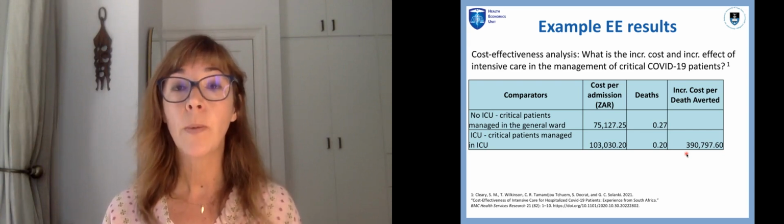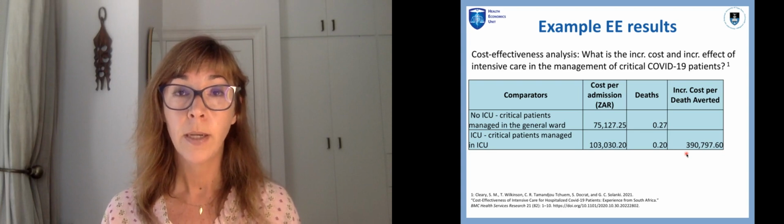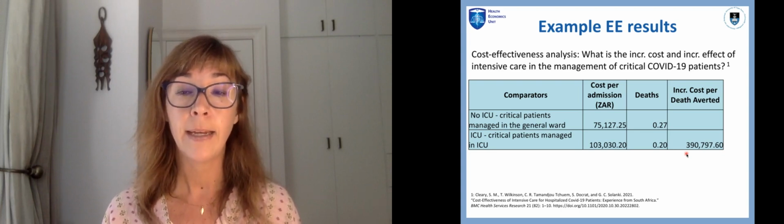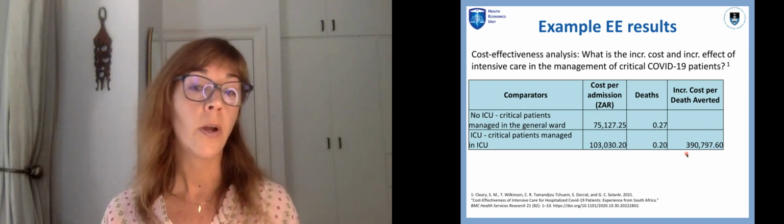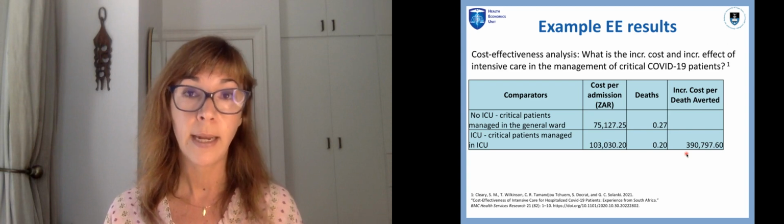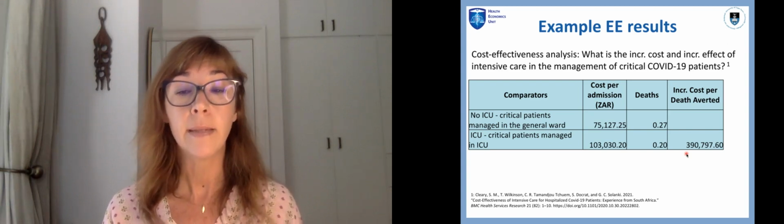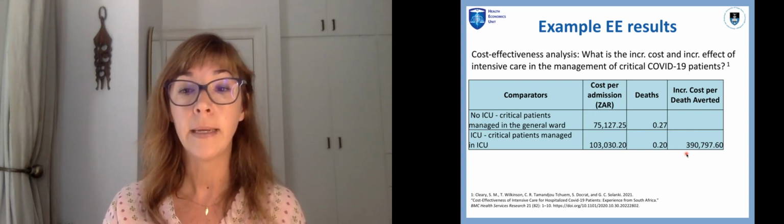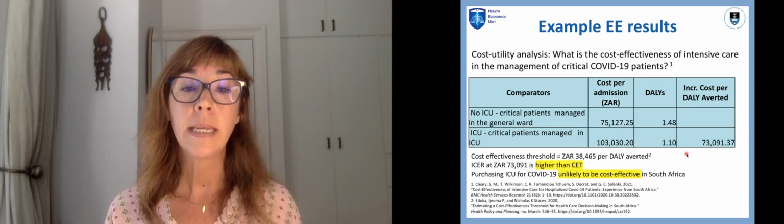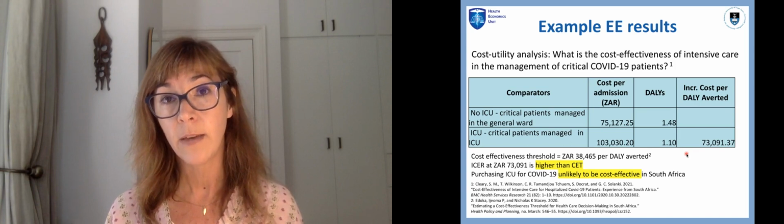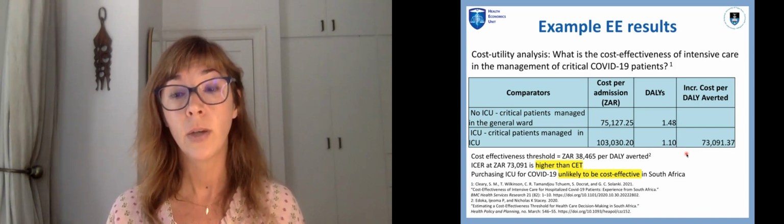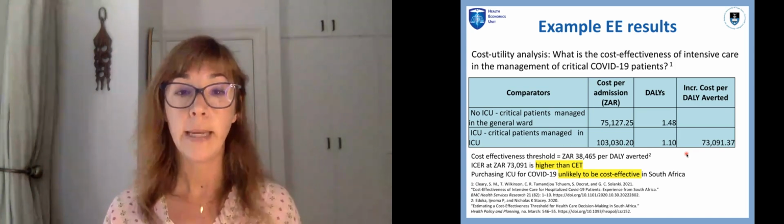However, we don't know whether that is value for money or not, because we do not have a cost effectiveness threshold to compare this to. So we know that it's a high number, but we've got no way of contextualizing that number in comparison to how else we might be using that money. So that is where the cost utility analysis comes in, which is finally the form of economic evaluation that allows us to comment on value for money.